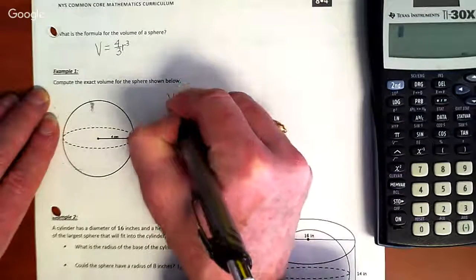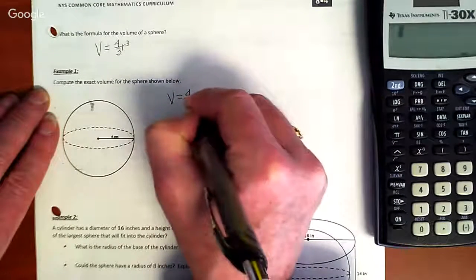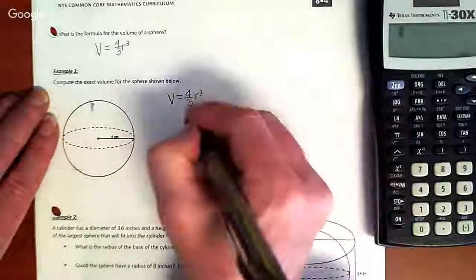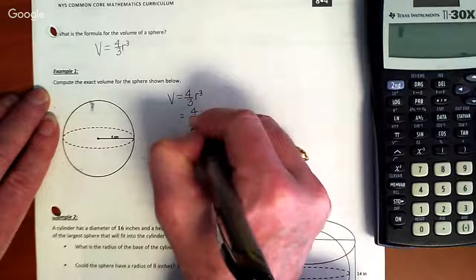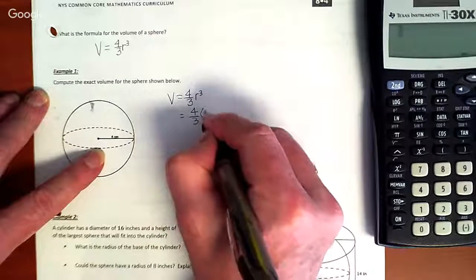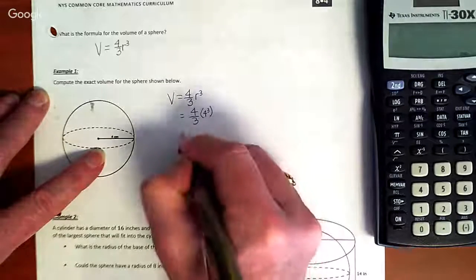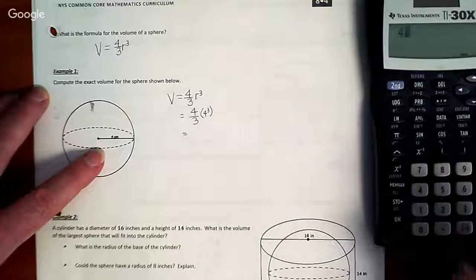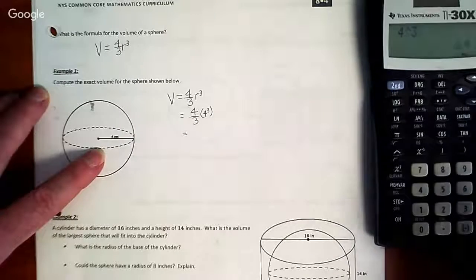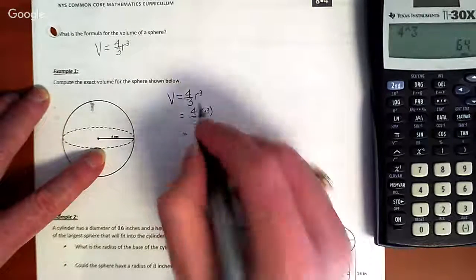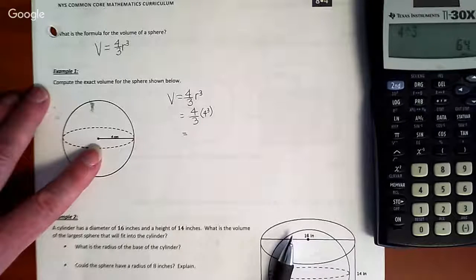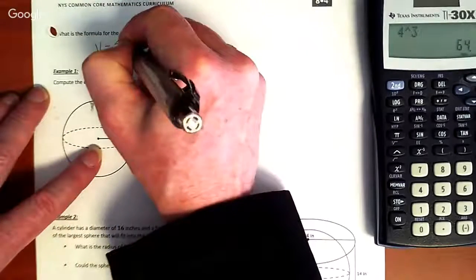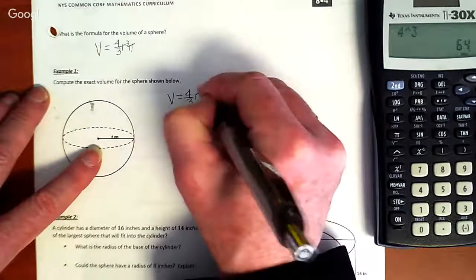We have volume equals 4/3 pi r cubed equals 4/3 pi, we have 4 cubed, so 4 cubed equals 64. Oh, we need a pi in there. Sorry, guys. I knew we needed a pi in there.